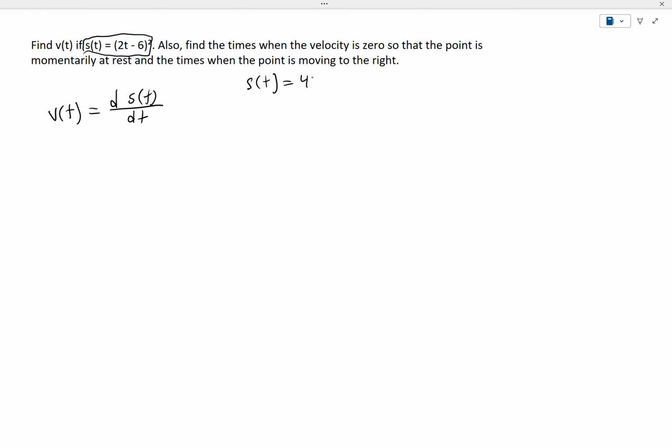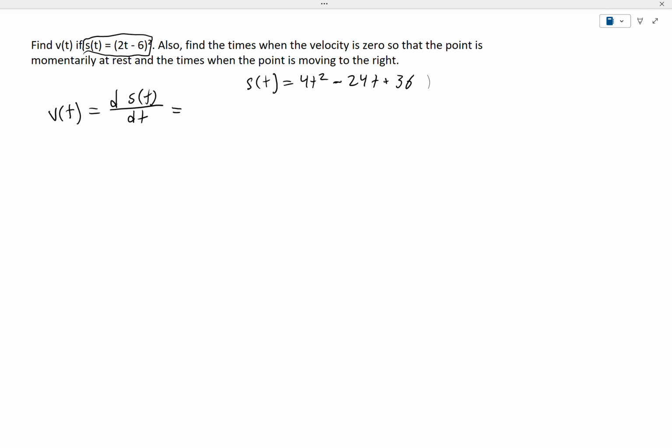So we should get 4t squared minus 12 minus 24t plus 36. So now that we have some polynomial here, it's really easy to take the derivative of it just by using the power rule for derivatives.